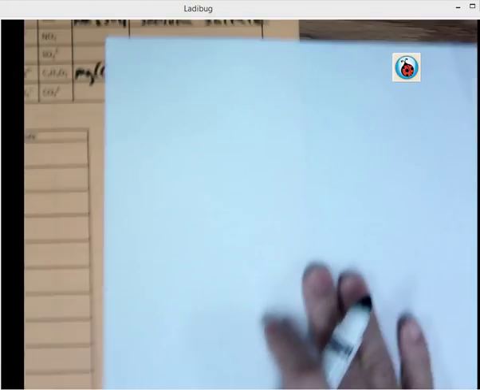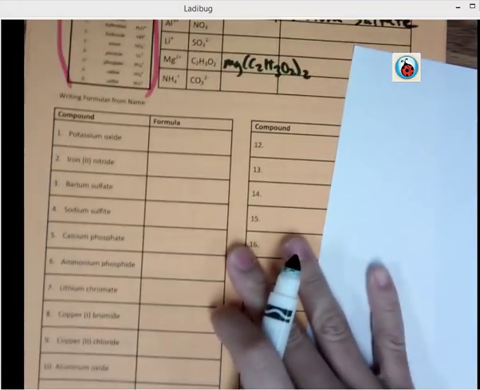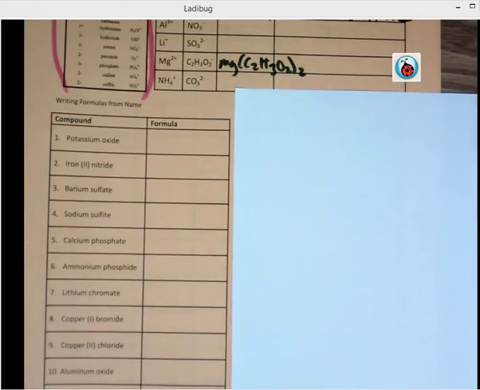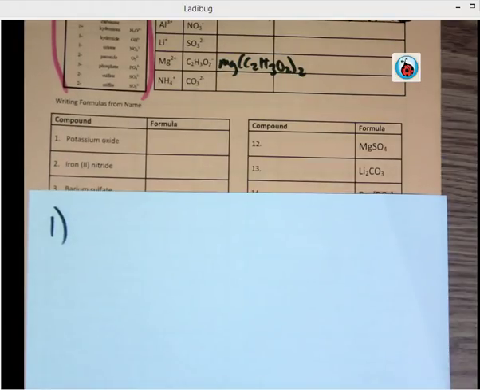The very bottom here is writing the formula. Writing the formula could be very challenging for a lot of people because it's a little different. The concept, naming it is easy. There are set rules. Writing the formula is a little more difficult because you have to find the charges and cross the charges, and it gets a little messy for some people.